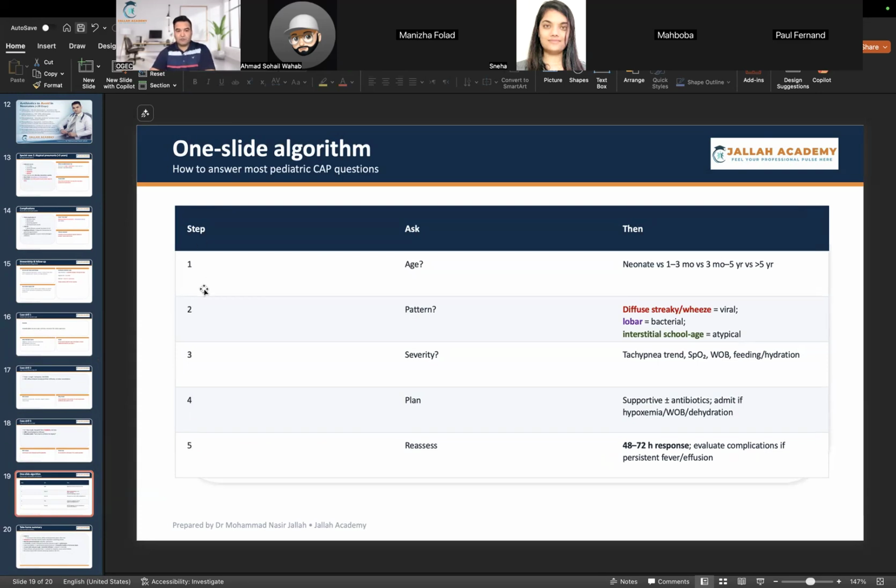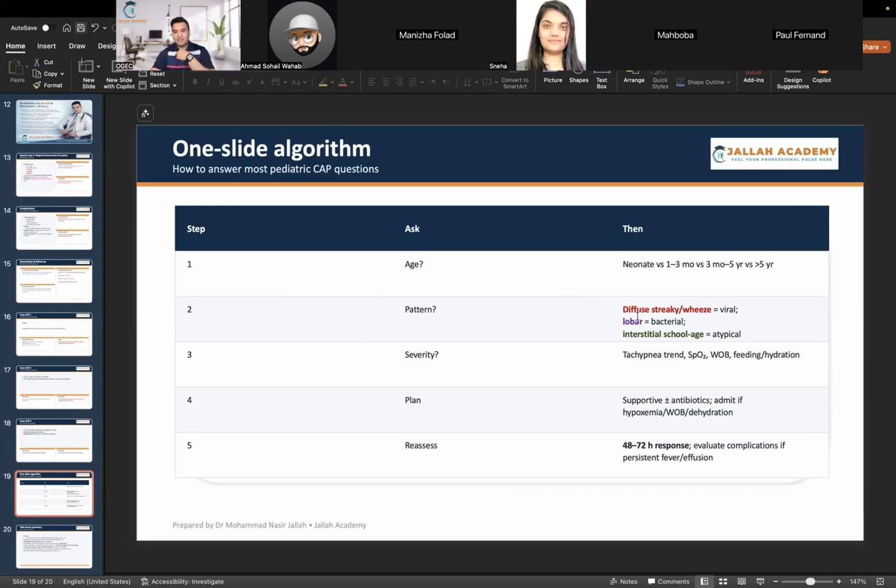All right, so step 1, ask what is the age? Neonate versus 1 to 3 months, 3 months to 5 years, or more than 5 years. Very important. In this slide, these are the things you need to ask if you're dealing with pediatric pneumonia, before you start deciding on treatment, investigation or consultation. So first of all, you have to know the age, because based on age you can decide the antibiotic. Very important. So age is number 1.